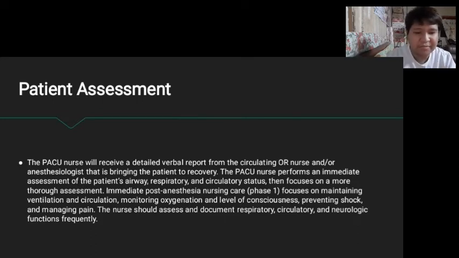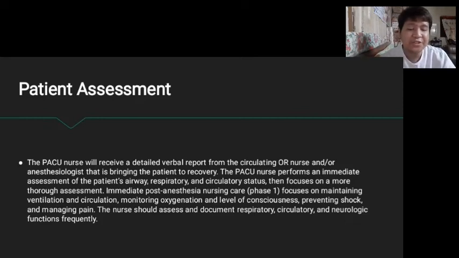The nurse performs immediate assessment of the patient's airway, respiratory and circulatory status, and then focuses on a more thorough assessment. Immediate post-anesthesia nursing care, which is phase 1, involves maintaining the ventilation and circulation, monitoring the oxygen level, consciousness, and preventing shock. Baka mag-shock, mag-code blue. And managing the pain. These nurses should assess and document the respiratory, circulatory, and neurologic functions.